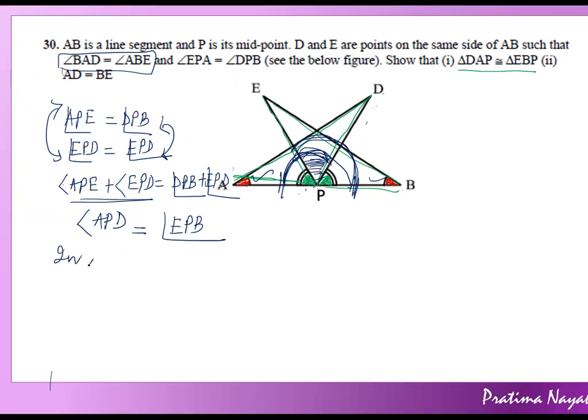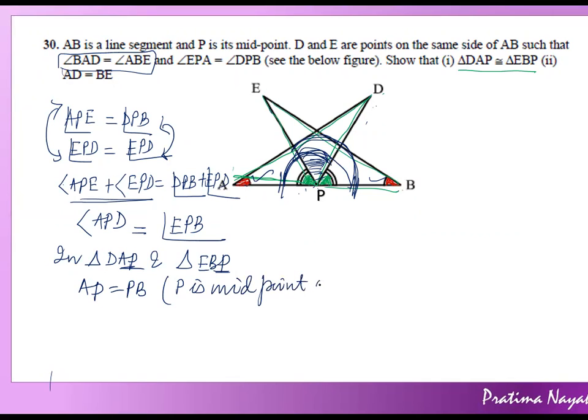In triangle DAP and triangle EBP, first, AP is equal to BP. Why? It is given: P is the midpoint of AB. One side is given. Next, angle DAP is equal to angle EBP. This is also given. Next I'll write this one.